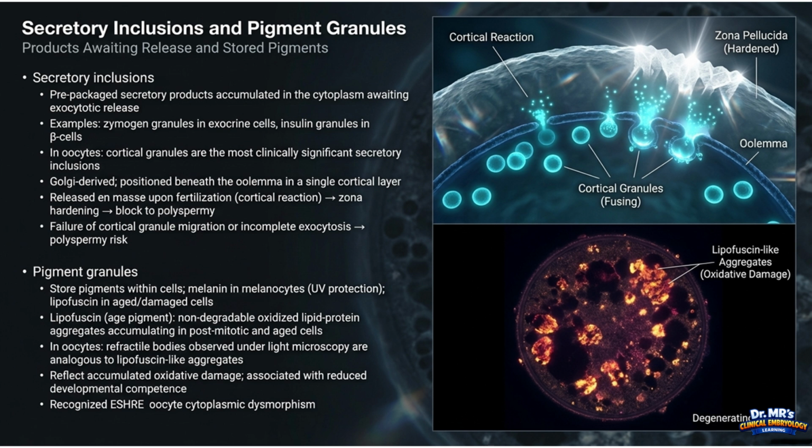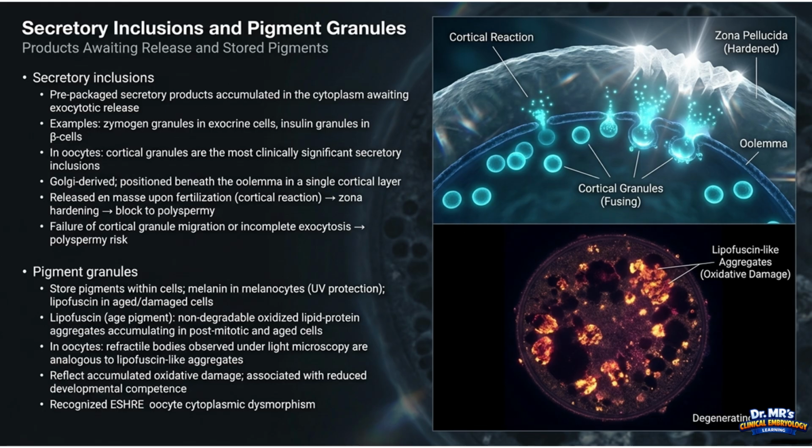Cortical granules are derived from the Golgi apparatus and are positioned in a single, ordered layer immediately beneath the oolemma. In the cortical zone of the ectoplasm we discussed earlier, they contain a cocktail of enzymes and glycoproteins, including proteases, ovastacin, and components that modify the zona pellucida.